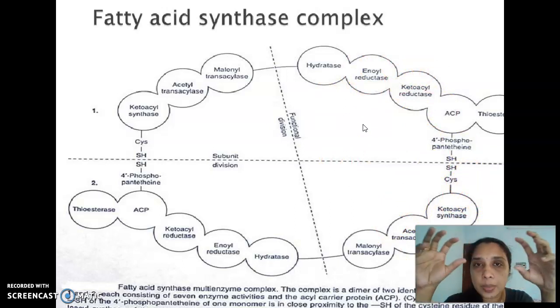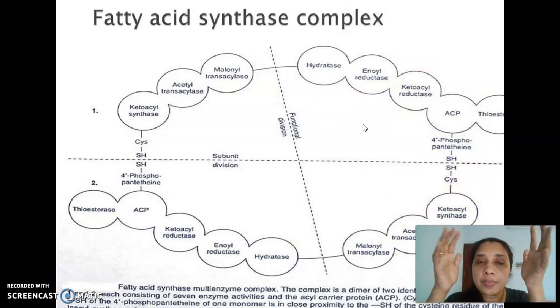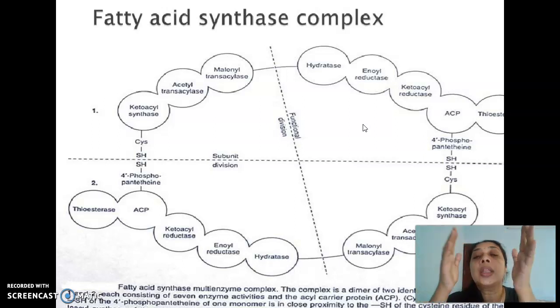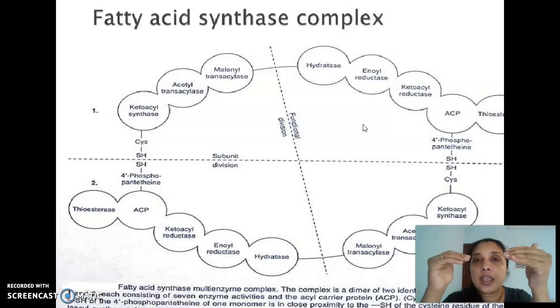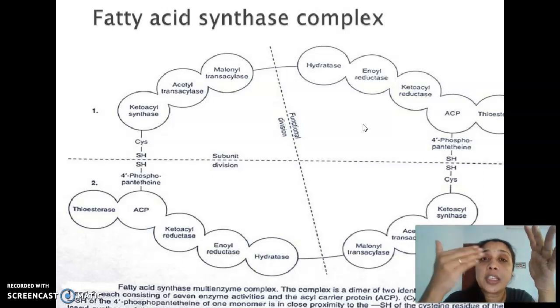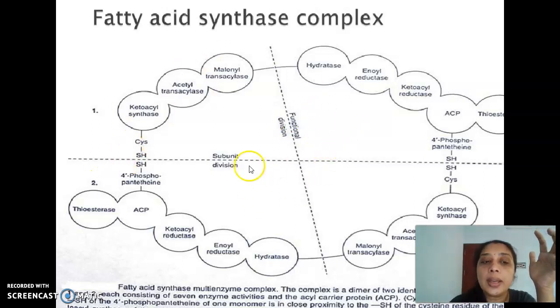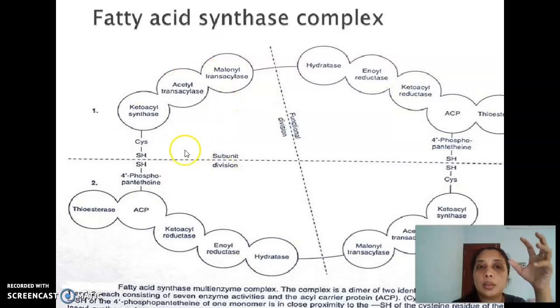Even the structural arrangement is different. The structural arrangement is from E1 to E7 of a single monomer. The functional aspect is something different. E1, E2, E3 of one monomer will be reacting with E4, E5, E6, E7 of the other monomer. That is why they are arranged in a head-to-tail fashion. Clear? Again, now we will come to understand which are the enzymes.